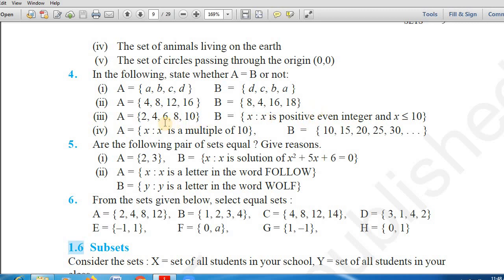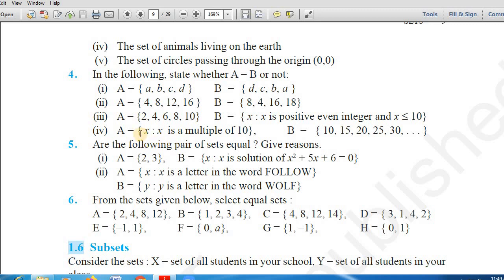So A is equal to B because they have the same elements. It only looks different because B is expressed in set builder form and A is given in tabular form. They look different, but they have the same elements.